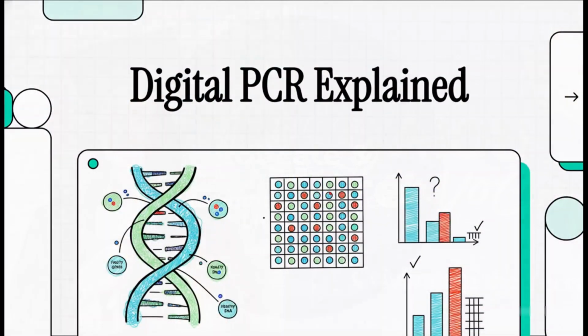Have you ever wondered how scientists can find just one tiny faulty gene swimming in a massive sea of perfectly normal DNA? Well, the answer lies in this incredible technology called digital PCR. Today, we're going to dive into how it completely changed the game, turning molecular detection from a good guess into an exact science of actually counting molecules.